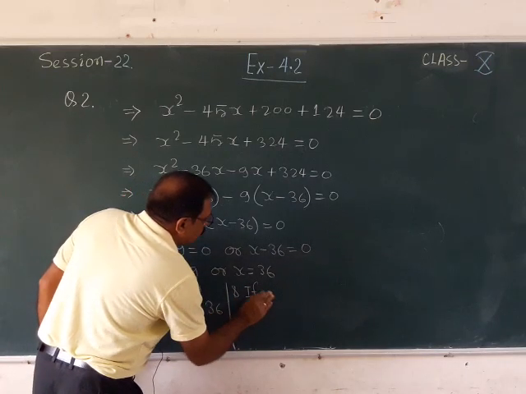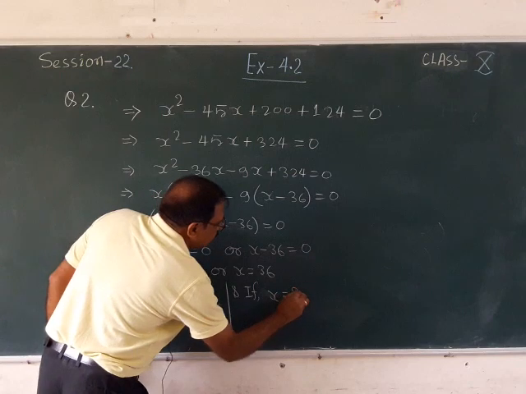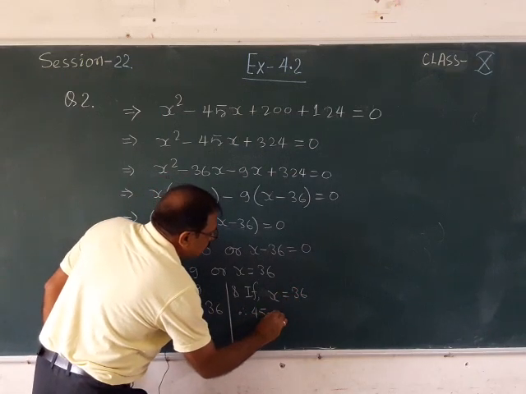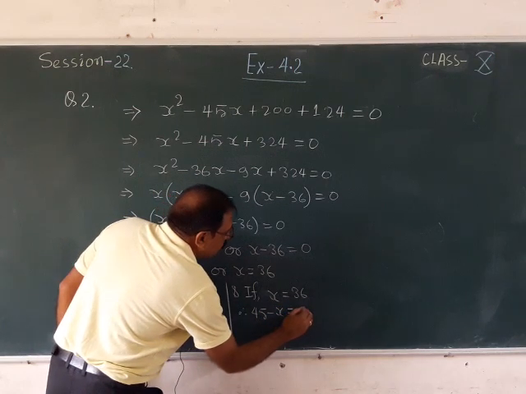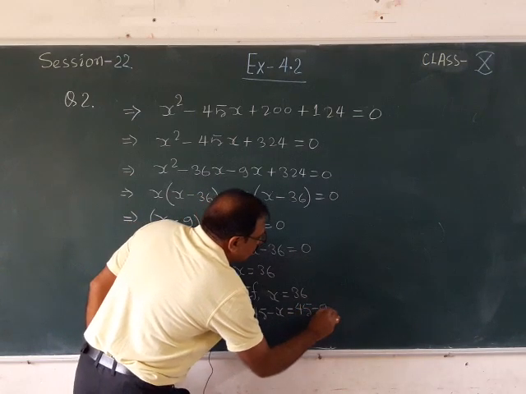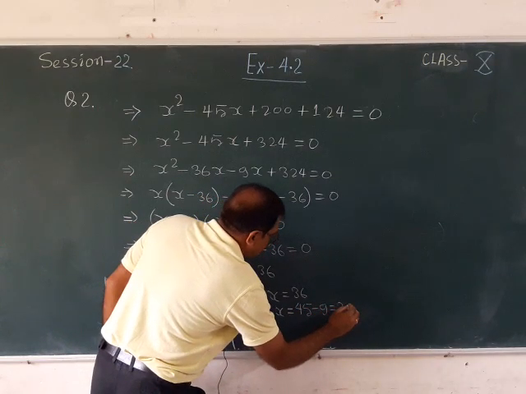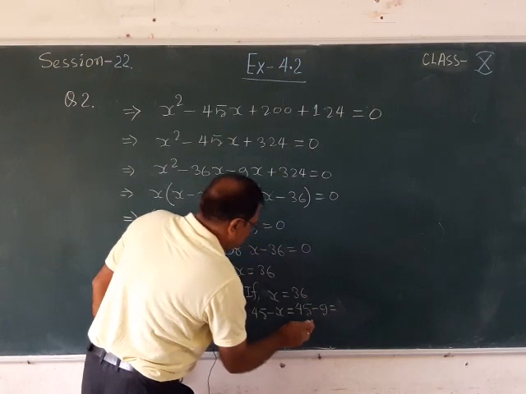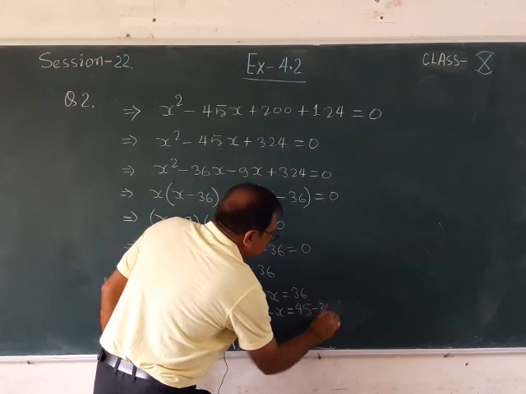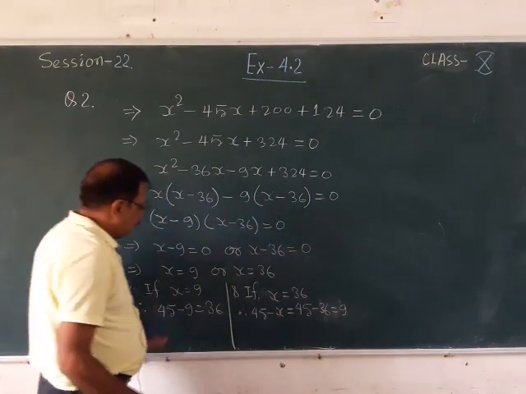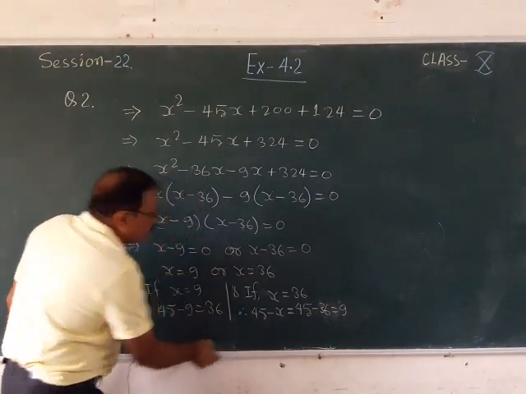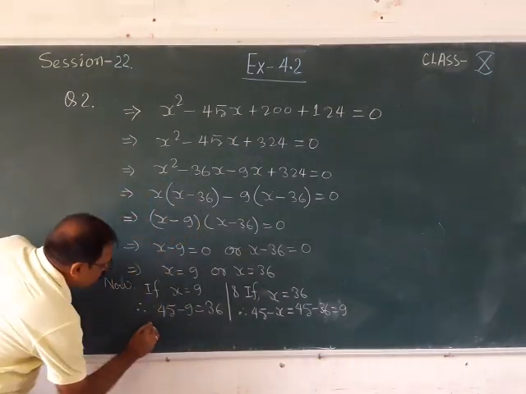And if x equal to 36, therefore 45 minus x will be equal to 45 minus 36, that is equal to 9. That means, so you can write your answer.